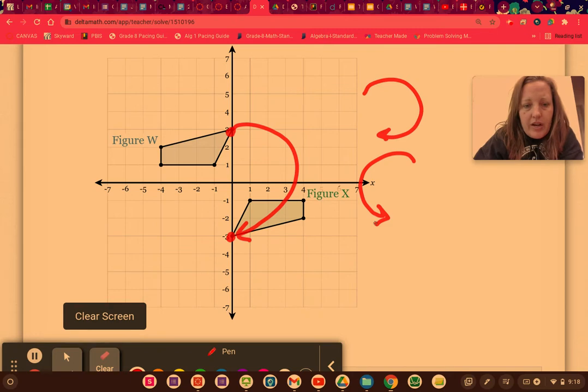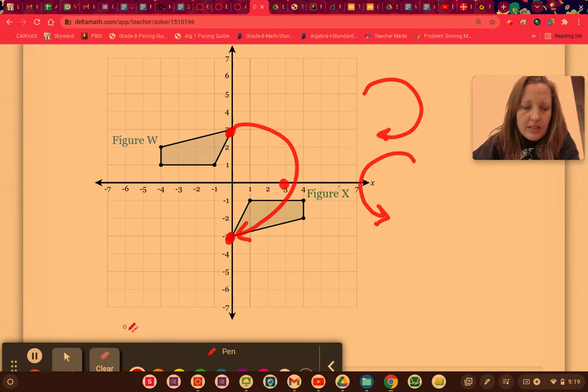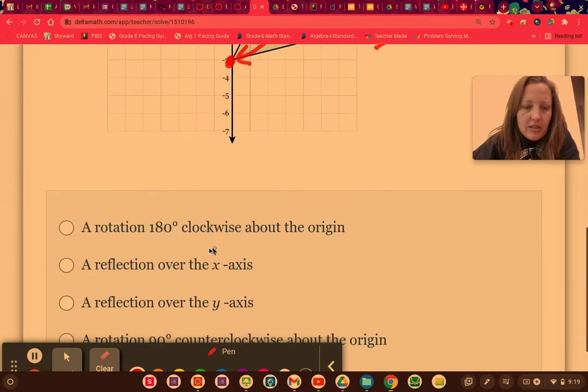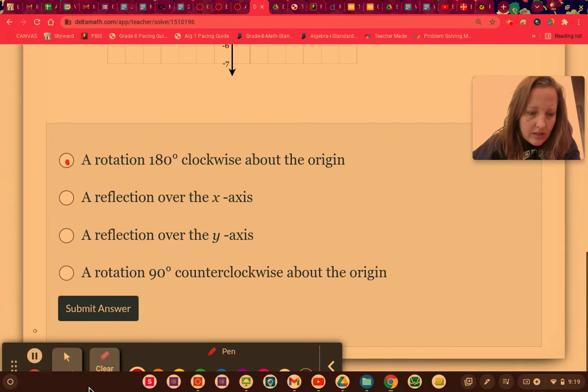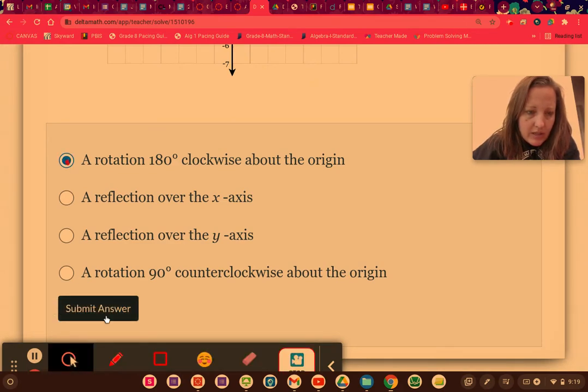So let's figure out how many degrees. If it starts here, 90 would put me here, and 180 would put me here. Okay, is it starting to make sense? So let's come down here. A rotation, 180 degrees clockwise. Let's try it. Oops, let me get rid of my pencil here. There we go. And let's submit that.